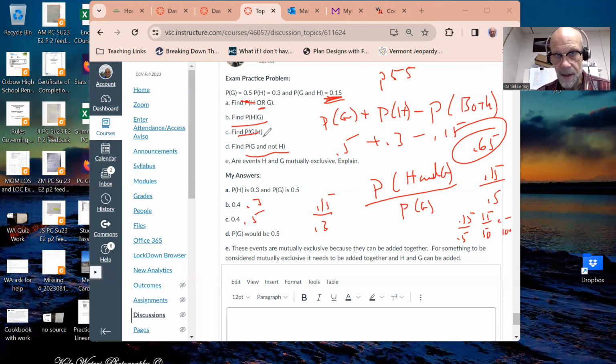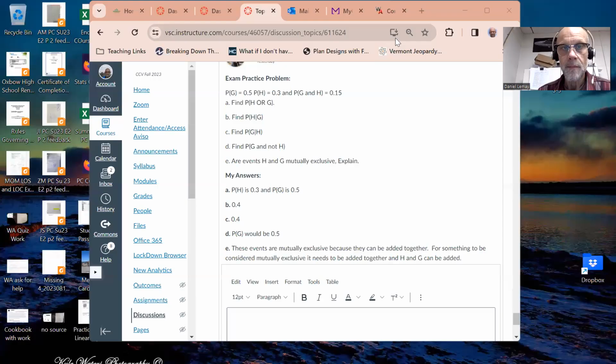Well, let's see. "And" means that's a multiplication probability. So let me do some erasing here. So we're looking for G and not H. Well, not H is going to be what? 1 minus 0.3. That's 0.7. My gut feeling is this. I'm on a complete blank this morning for this, but I think because it's an "and" probability, I'm going to multiply them. I'm going to try it a different way just to double check my answer.